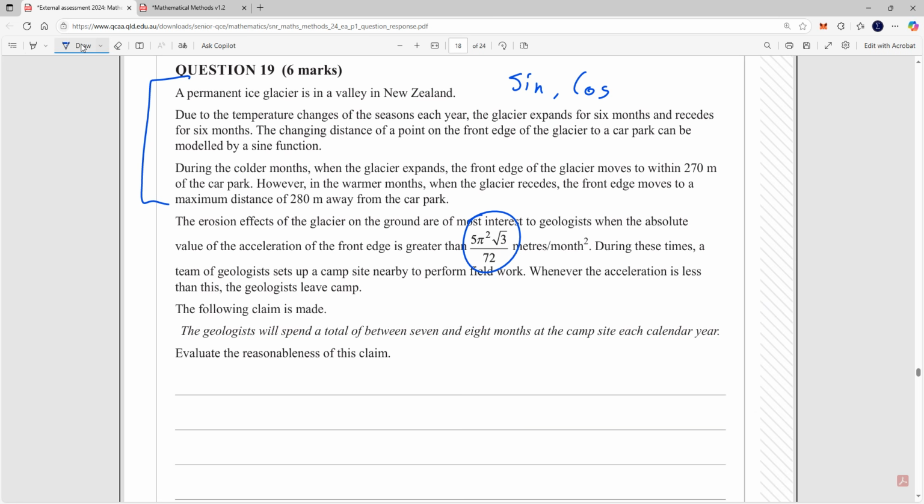They want to know when it's greater than this acceleration. So the acceleration is talking about when it expands and when it recedes. That's what it's referring to, okay? During these times, a team of geologists sets up a camp nearby to perform fieldwork. Whenever the acceleration is less than this, the geologist will have to leave the camp. The following claim is made. The geologist will spend a total between 7 to 8 months at the camp site each calendar year. Evaluate the reasonableness of the claim.